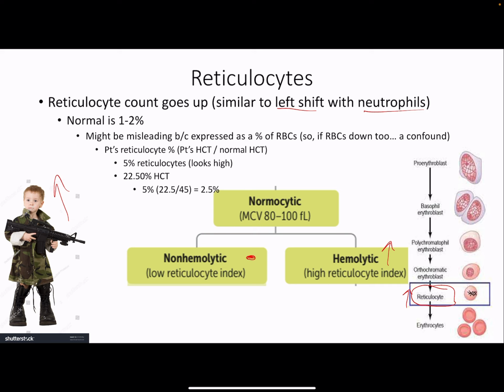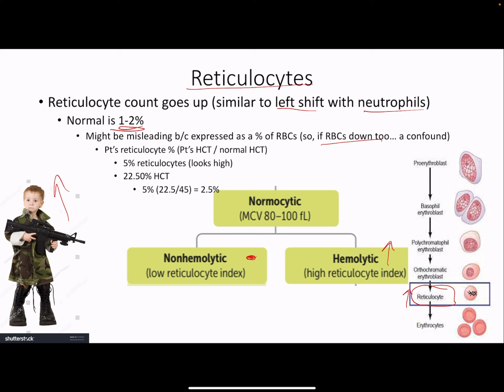It doesn't go up here because the whole point is that this one is characterized by an underproduction, and there's a variety of reasons for why the red blood cells might be underproduced that we'll get into. So to calculate the reticulocyte value, it should normally be 1% to 2%, but it's actually difficult because this is expressed as a percentage of the red blood cells. So you're switching 2 variables at once. So if the red blood cells are also down, that could be a confounding variable for your reticulocyte count.